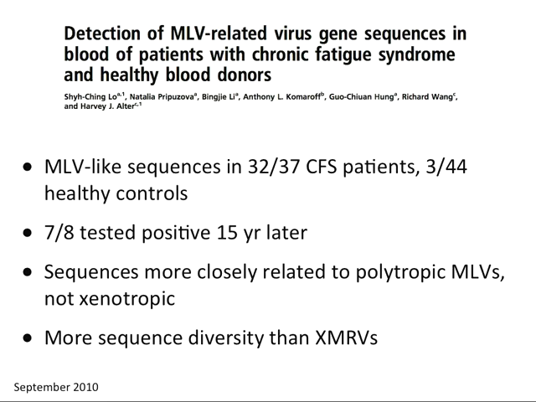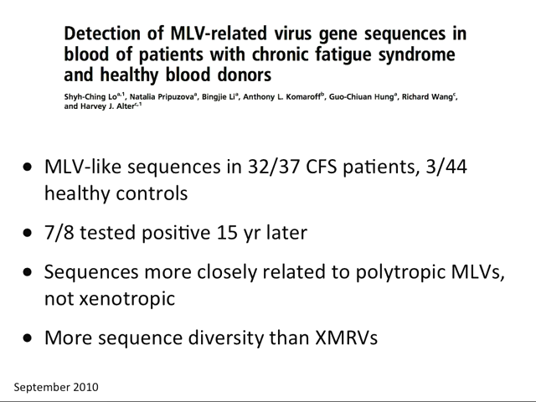This one, September 2010. This is from the NIH. And here they again took blood from patients with chronic fatigue syndrome and healthy donors, and they did PCR. And they found viral sequences in this study, but they weren't XMRV. These were polytropic MLVs. These are a different tropism group than the xenotropic ones.